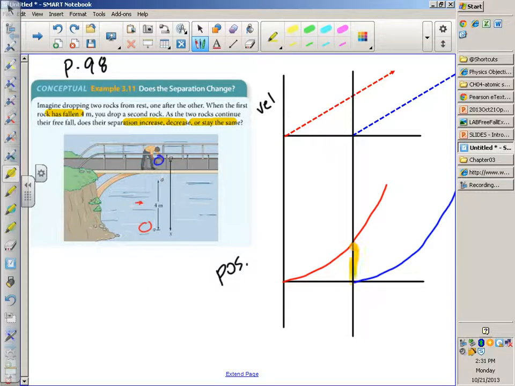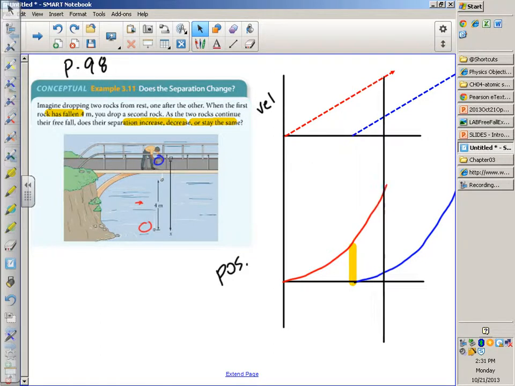This yellow line that I just drew, what does that represent? What distance does that represent? 4 meters. That represents 4 meters, okay? Because that's how far apart they are when blue starts, right? So now, let's take this line and move it over a little bit. By moving that black line over, I'm increasing what? The time, right? Because I moved it along the x-axis, yes?